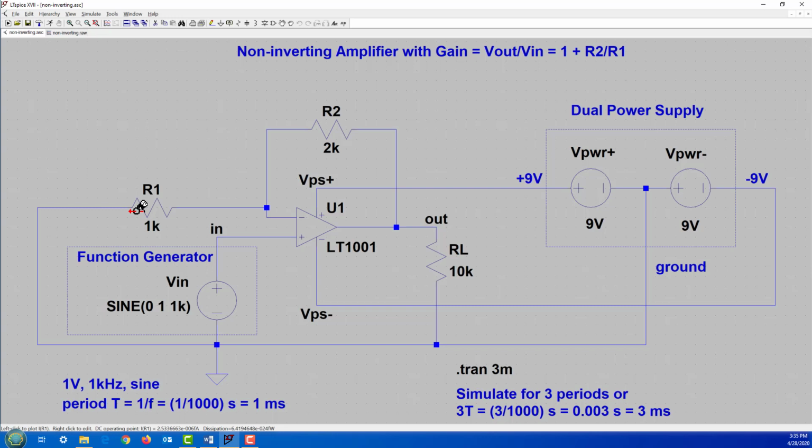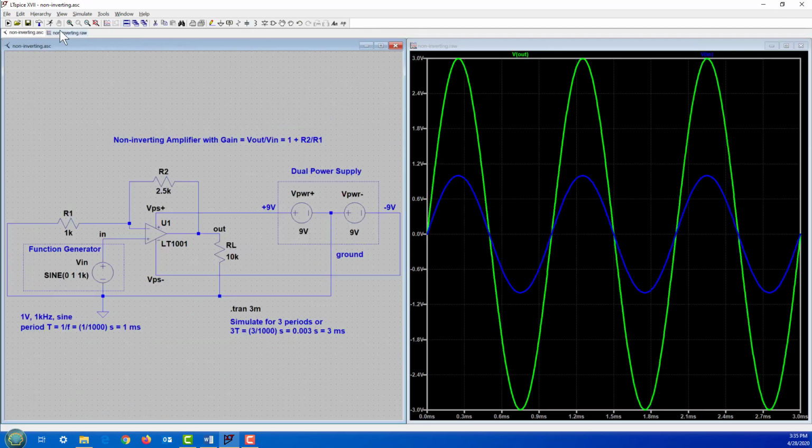All right? So I can go and change this around. You just right click on the 2K and then enter a new value, right? So let's make this 2.5K. Now the gain is 1 plus 2.5 over 1, which is 3.5. So then rerun the simulation and see that the output jumped up to 3.5. Okay, great. All right, so that's how you're going to do things.